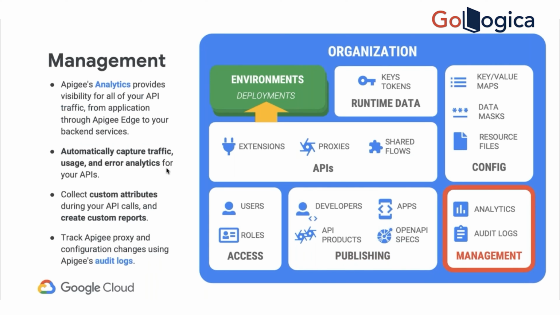Then for the management part, Apigee has Apigee Analytics, which provides visibility into all the API traffic that comes from the application through Apigee Edge to backend services. Except the payload, because for security reasons Apigee does not capture anything in the payload or in the body of the request or response. Everything else is captured: your request URL, the tokens, and everything. They will check who the client is, from which location, the source of the request, and the backend system.